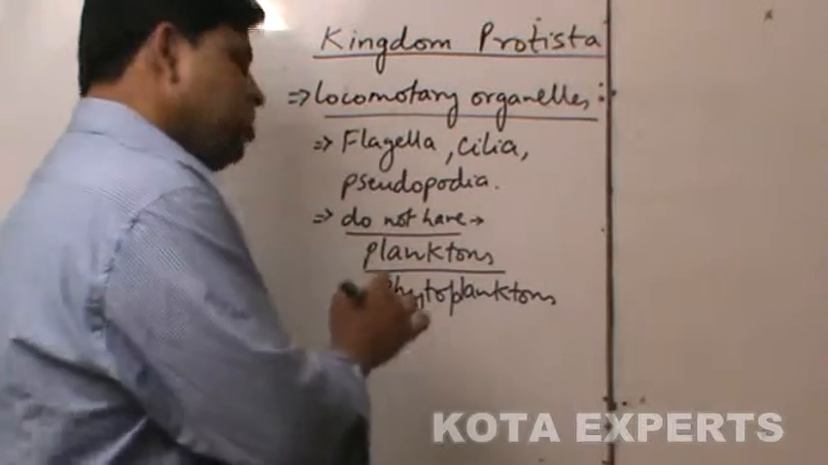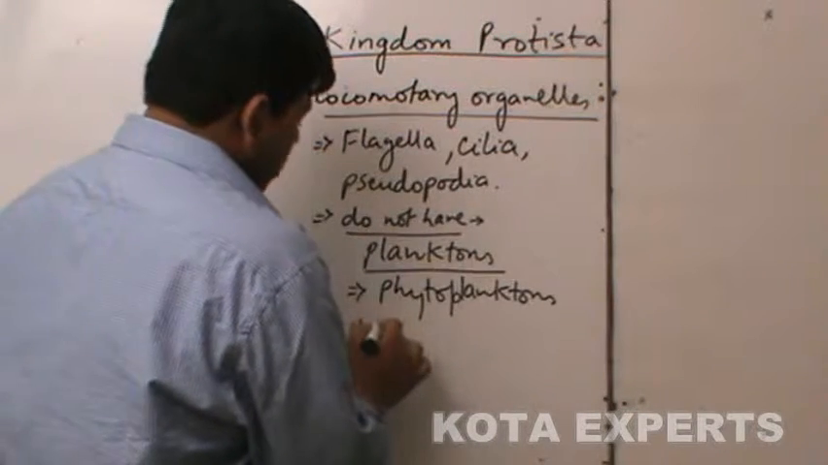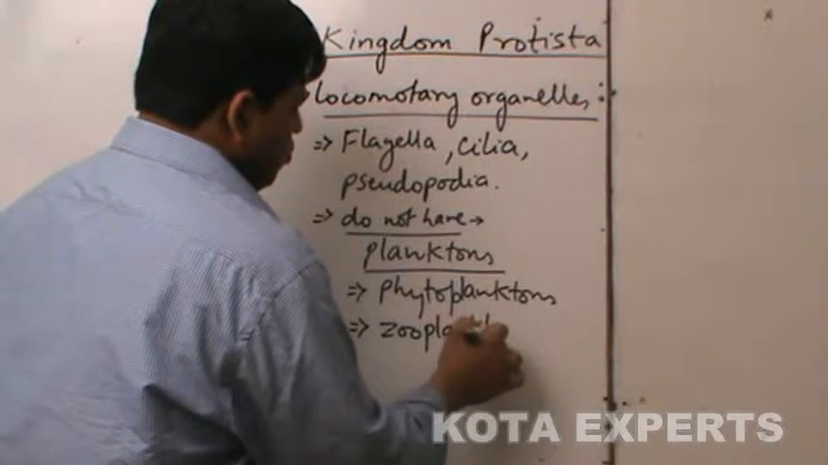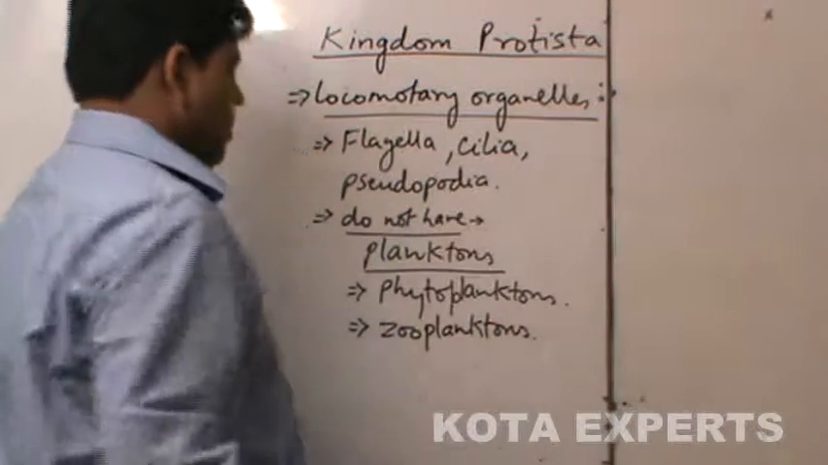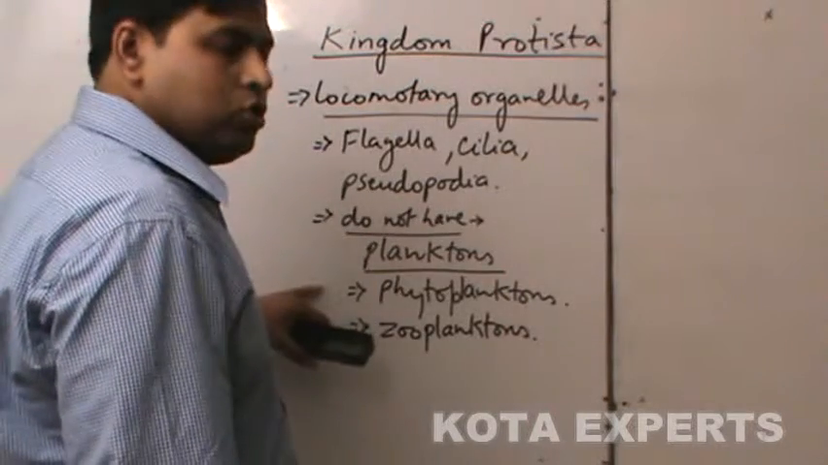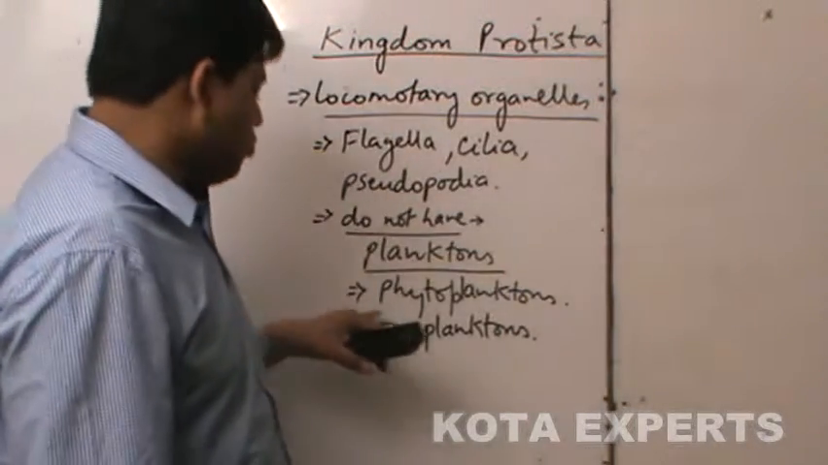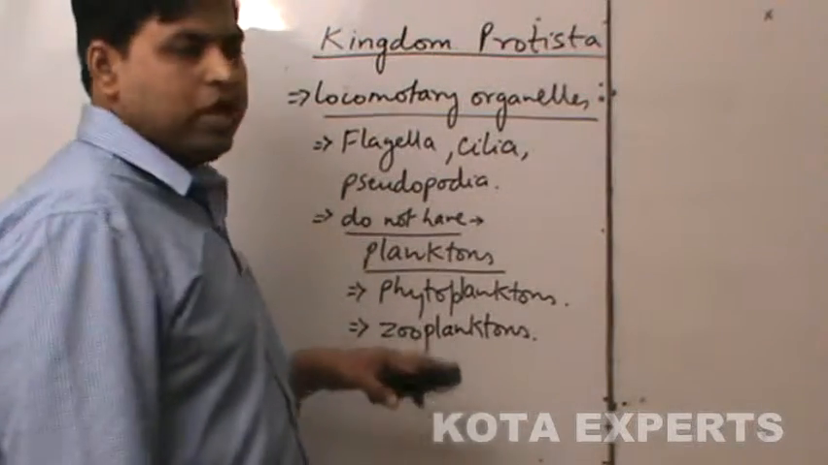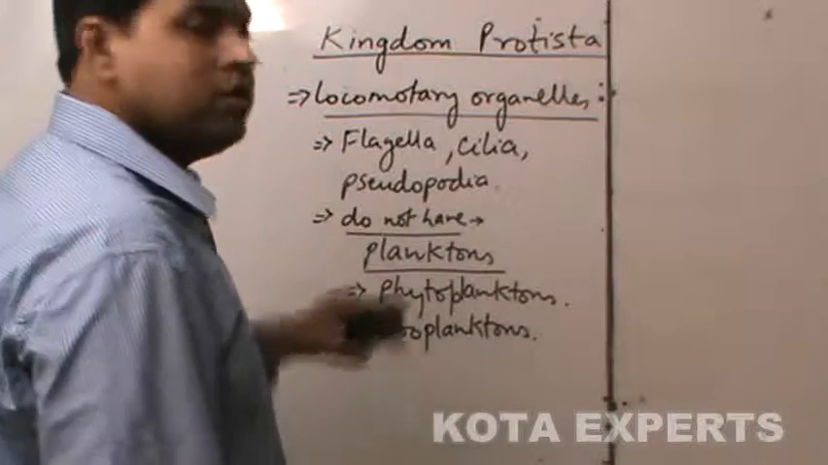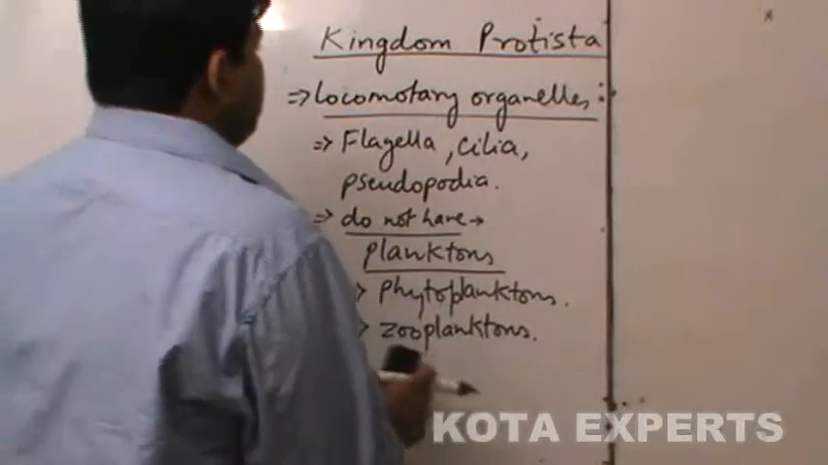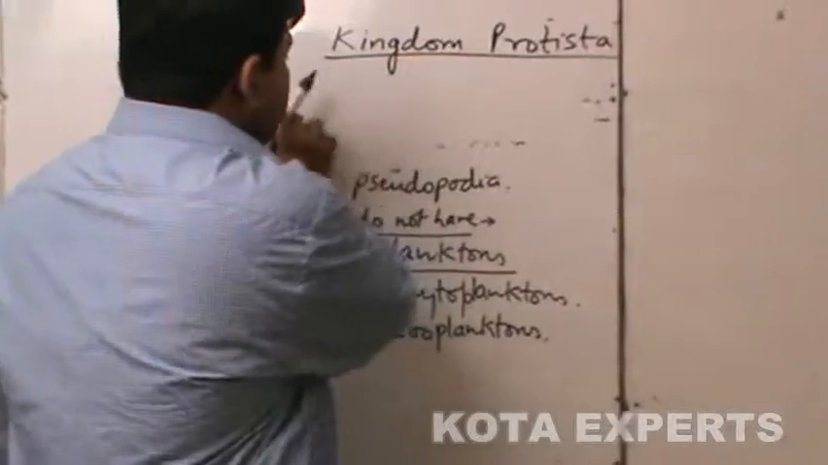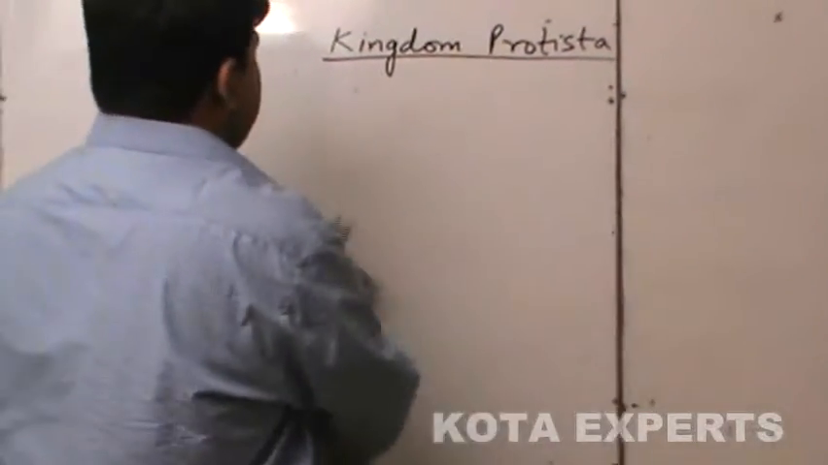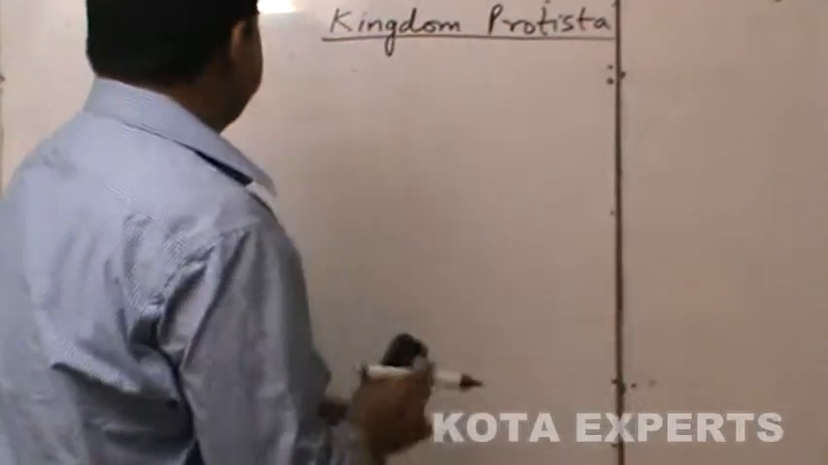And those animals which move along with the water current are known as zooplanktons. Phytoplanktons are those plants which move with the water current, and zooplanktons are those animals which move with the water current. So these are some of the locomotory organelles with the help of which they move from one place to another or change their position.